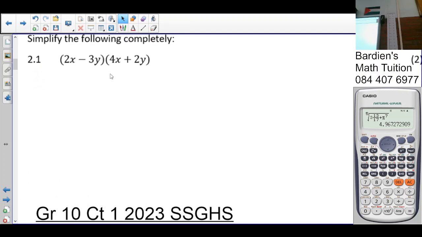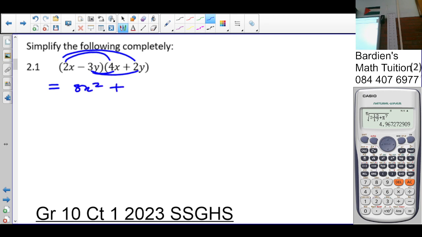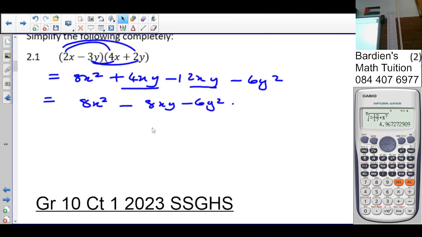In question 2.1 it says, simplify the following completely. So what I need to do is multiply, get rid of the brackets. So 2x times 4x is going to give you 8x squared. 2x times 2y is going to be 4xy. That's going to give you negative 12xy. Negative 3y times 2y is negative 6y squared. So what I do now is I look for like terms. So it's going to be 8x squared minus, now 4xy minus 12xy is negative 8xy, minus 6y squared. Okay. So that gets you 2 marks.